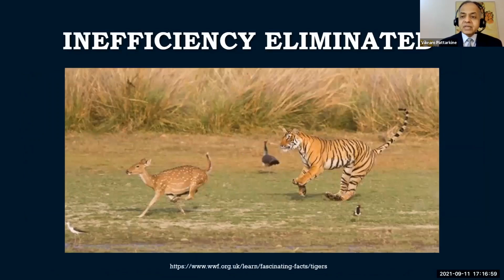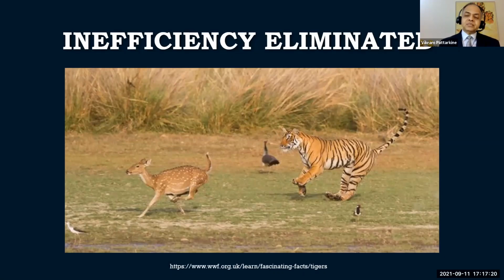Another example of efficiency in nature. See, whenever a tiger is chasing a bunch of deer, which deer will get caught? The one that is the least efficient, correct? The one that cannot run the fastest, that is the slowest. The one that is the slowest will get caught, correct?